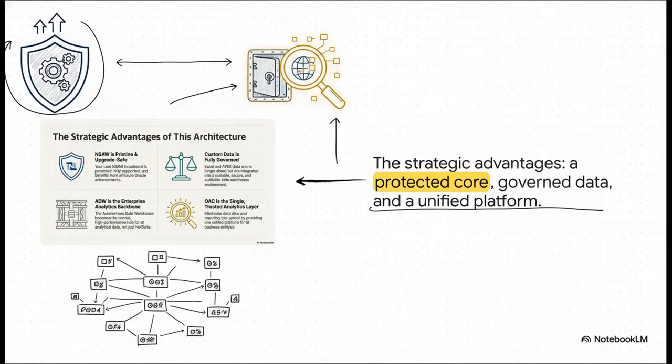You know, this architecture really gives you 4 huge strategic advantages. First, your core NSAW investment is protected and totally upgrade safe. Second, your custom data is no longer flying around in the wild. It's fully governed. Third, the autonomous data warehouse becomes the real analytics backbone for your entire enterprise. And fourth, OAC becomes the single trusted layer for all your business analysis.